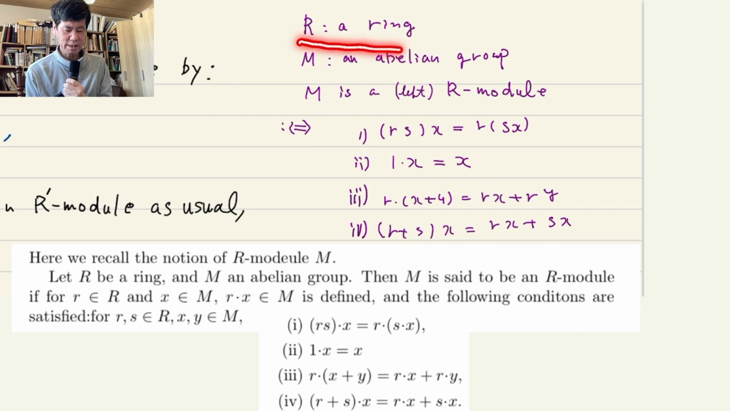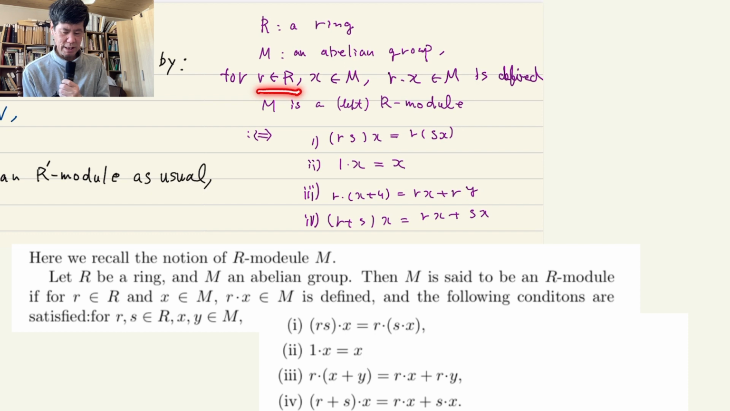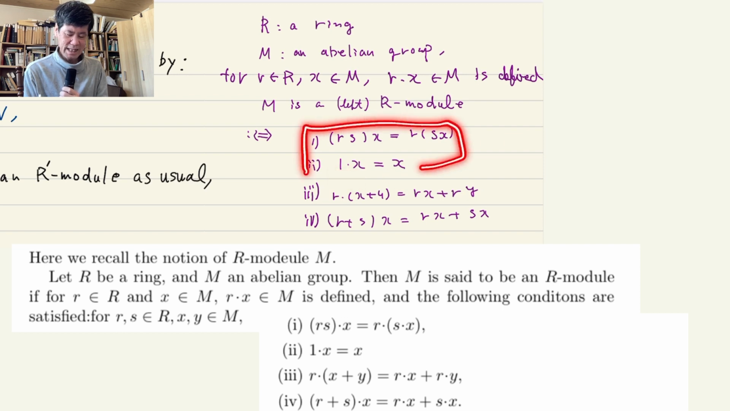Let R be a ring and M be an abelian group. For the element r in R and x in M, r times x in M is defined, and M is a left R module if the following conditions are satisfied. rs times x is equal to r times s times x, and 1 times x is equal to x. And this says that R acts on M, and r times (x plus y) is equal to rx plus ry, and (r plus s) times x is equal to r times x plus s times x.